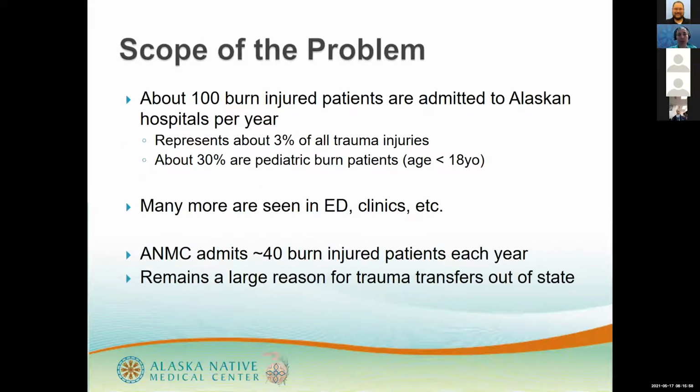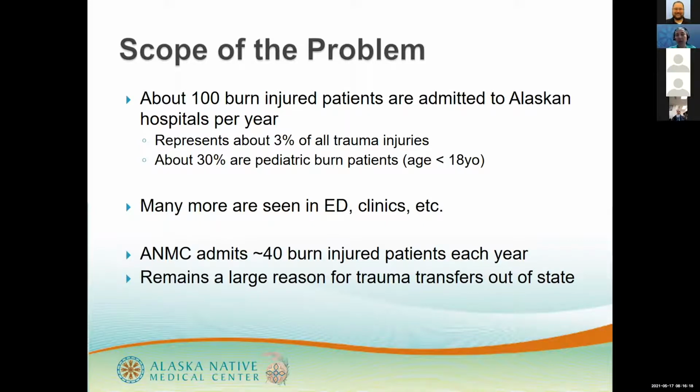So, scope of the problem: we have about 100 burn injured patients admitted to Alaskan hospitals every year. This is data from the Alaska Trauma Registry. It represents about 3% of all traumatic injuries in Alaska. So it's kind of low volume, high acuity, and about 30% of these are going to be pediatric patients.